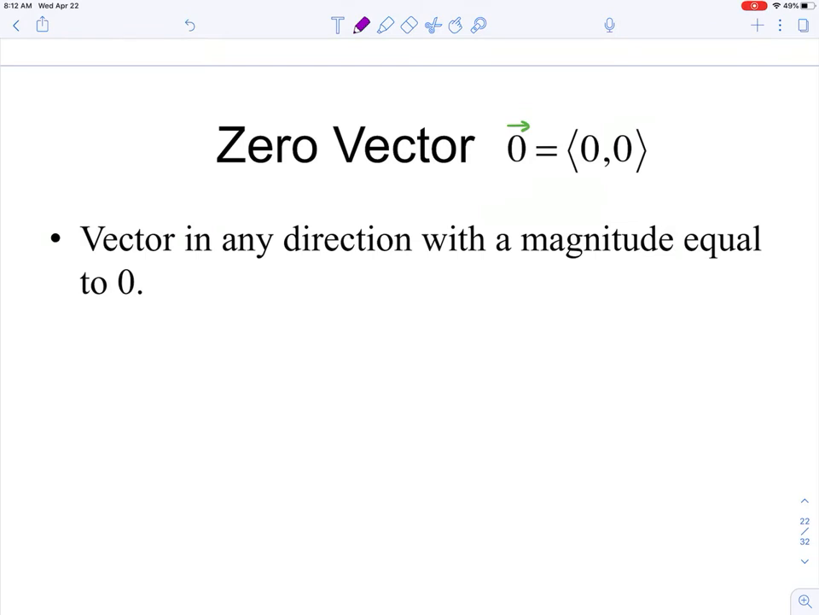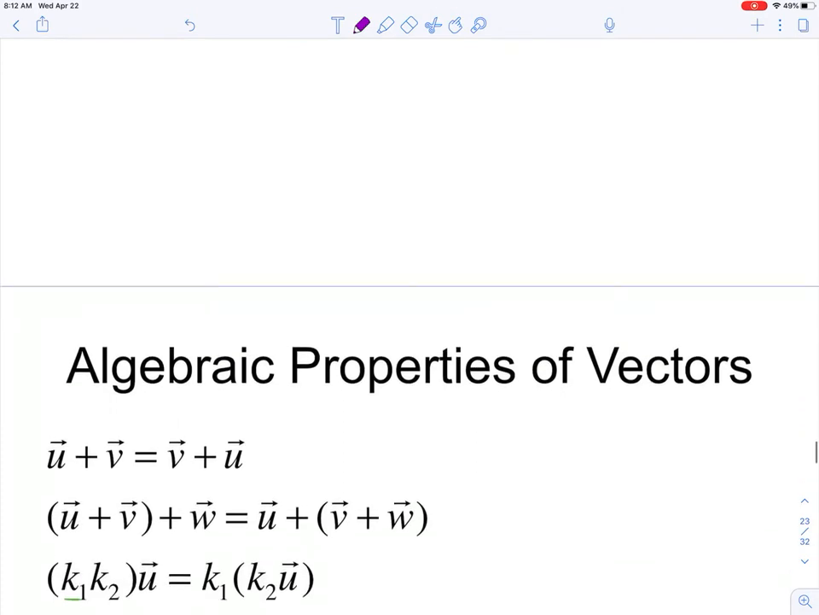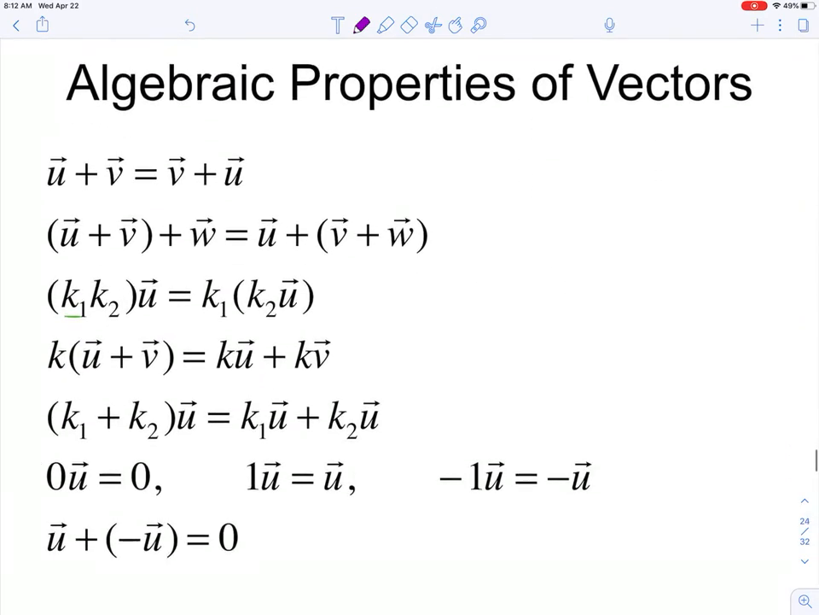A zero vector is a vector in any direction that has a magnitude equal to 0. So basically, a zero vector can be thought of as like a point. Okay, and vectors have some algebraic properties that are similar to those of real numbers. Like vectors have a commutative property of addition.